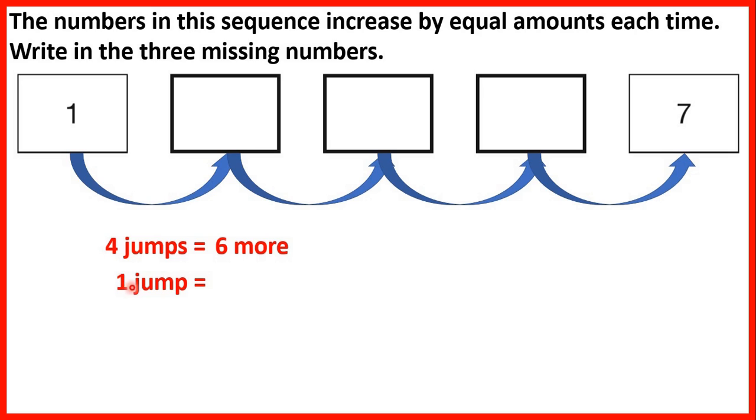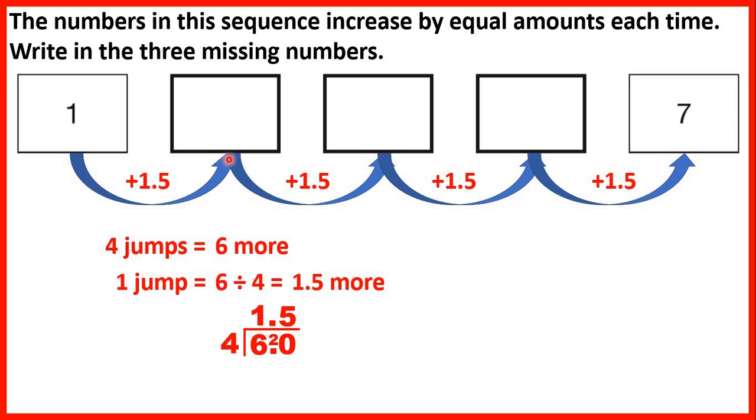That means with 1 jump, we can divide 6 by 4, and that gives us 1.5. So with each jump, we increase by 1.5. Because if we have 1.5 4 times, that's an increase of 6, and the difference between 1 and 7 is 6. So 1 plus 1.5 is 2.5, plus 1.5 is 4, plus 1.5 is 5.5, and then we can check, plus 1.5 is 7.